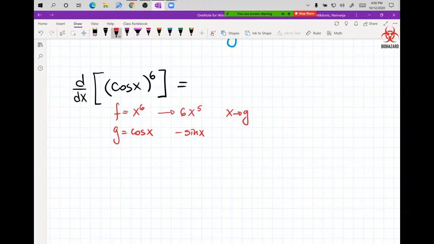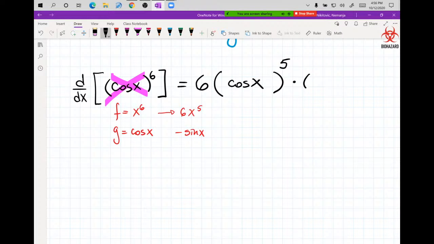So if I go in the problem and I say this is one big x over here, what is the derivative of x to the 6th? It is 6 times x to the 5. But I don't get to write x, I get to write g in it. And then times the derivative of the inside function, which is derivative of g, which is derivative of cosine, is negative sine. So that's the way this derivative works.